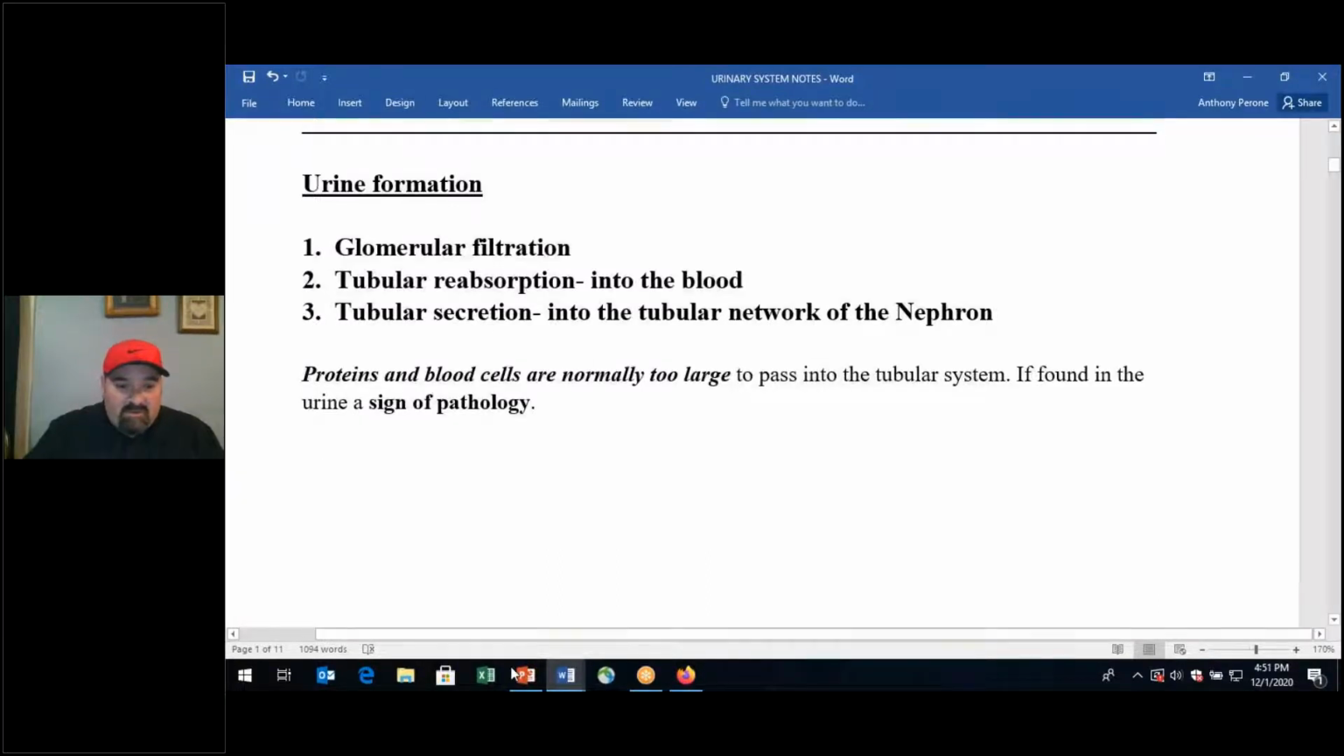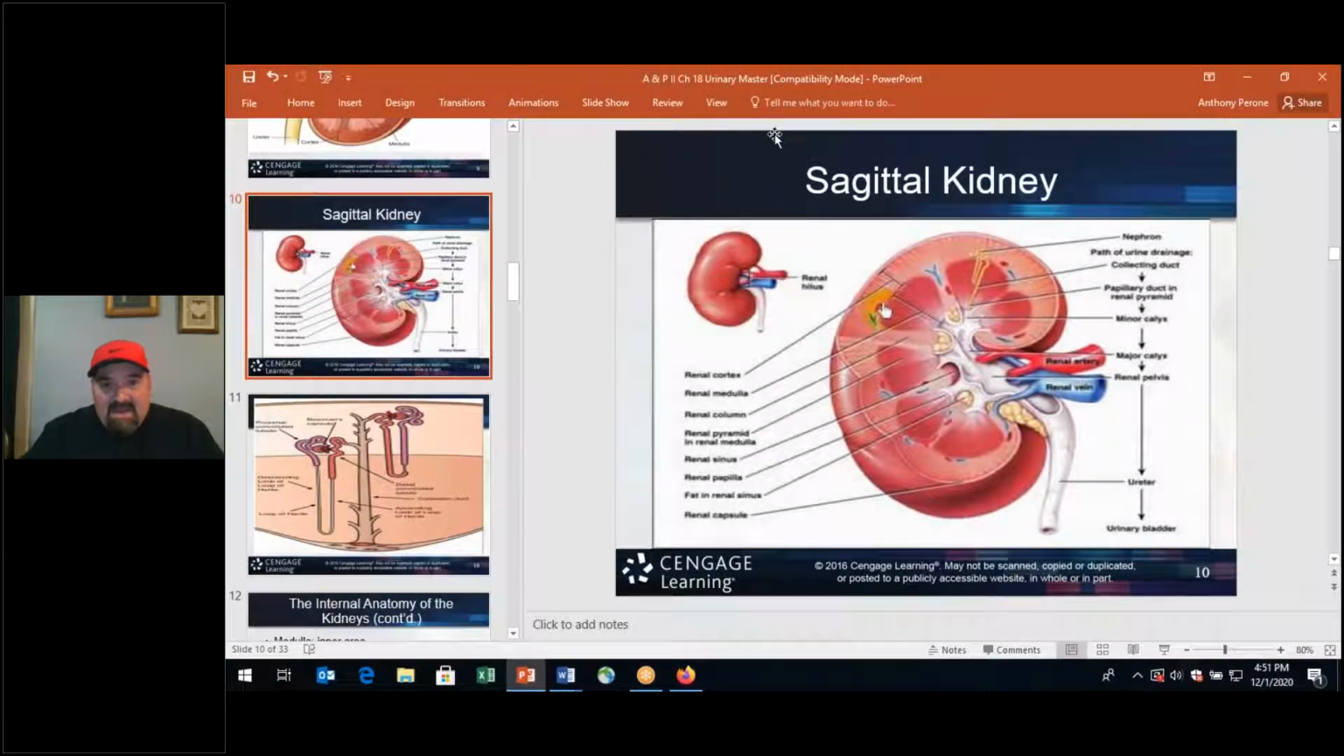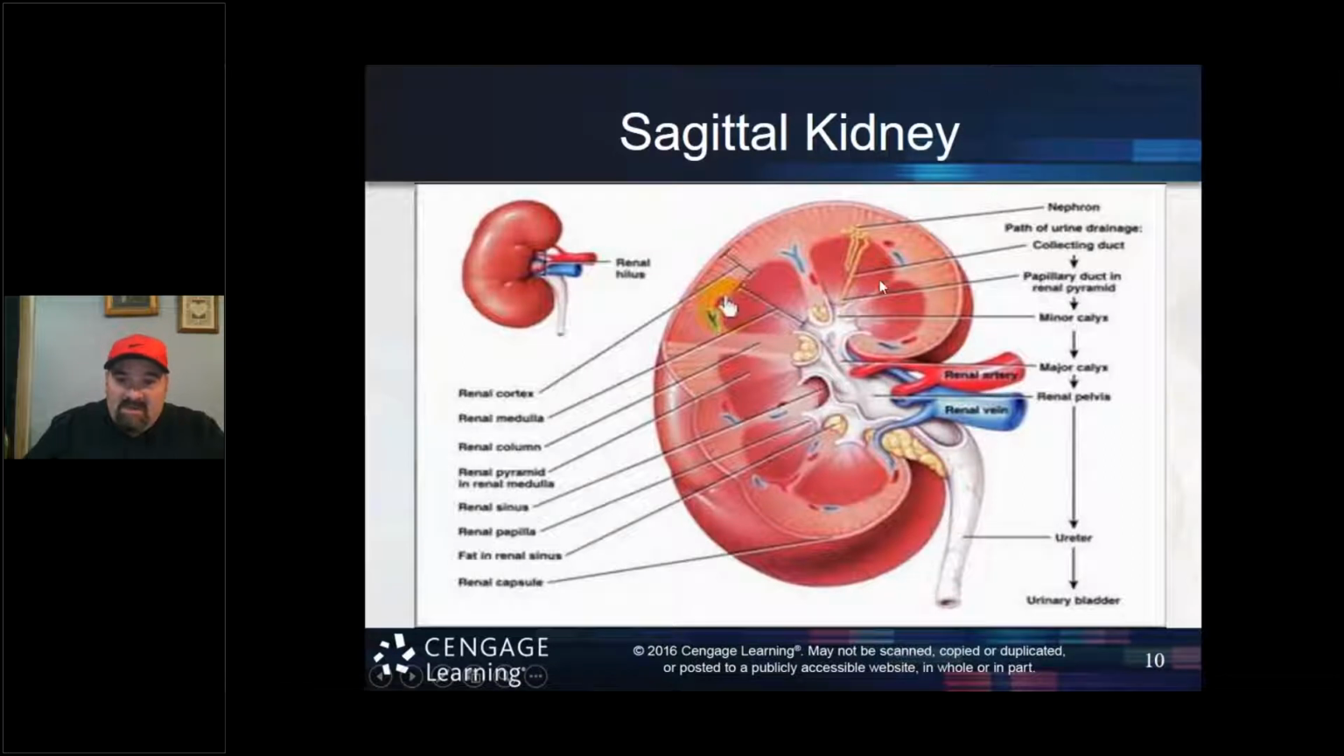Let's take a look at this image here. We see the pyramids, there's the apex, and the renal papillae draining into the minor calyx. The minor calyces, at the distal portions of each pyramid at the apex, will drain into what we would call the major calyx, right? The major calyces will then drain into the renal pelvis, which will drain this urine into the ureters, and follow that into the urinary bladder, okay?